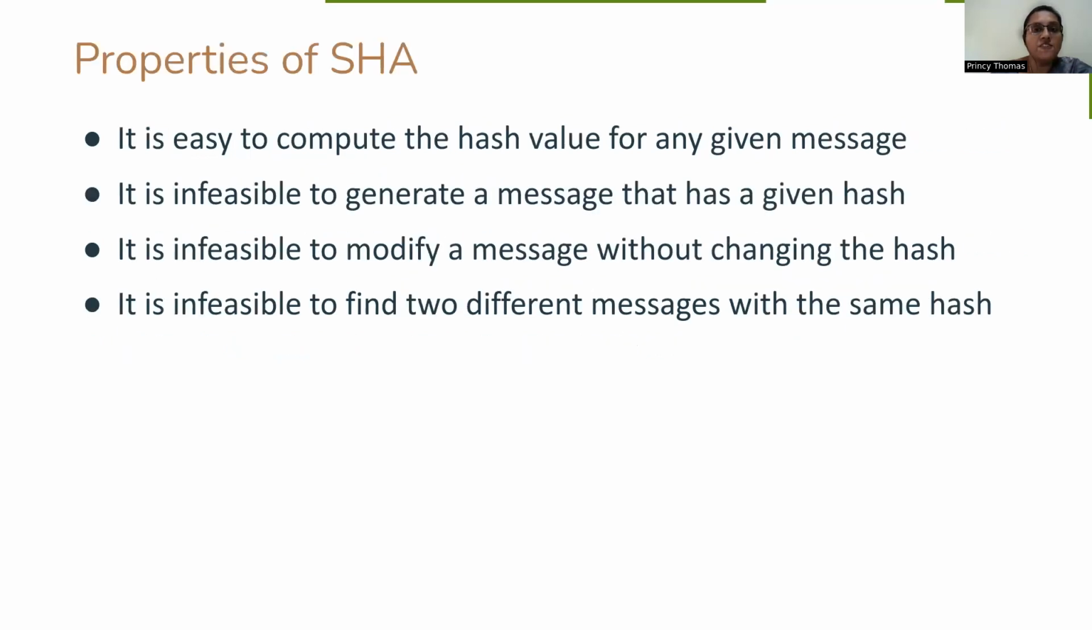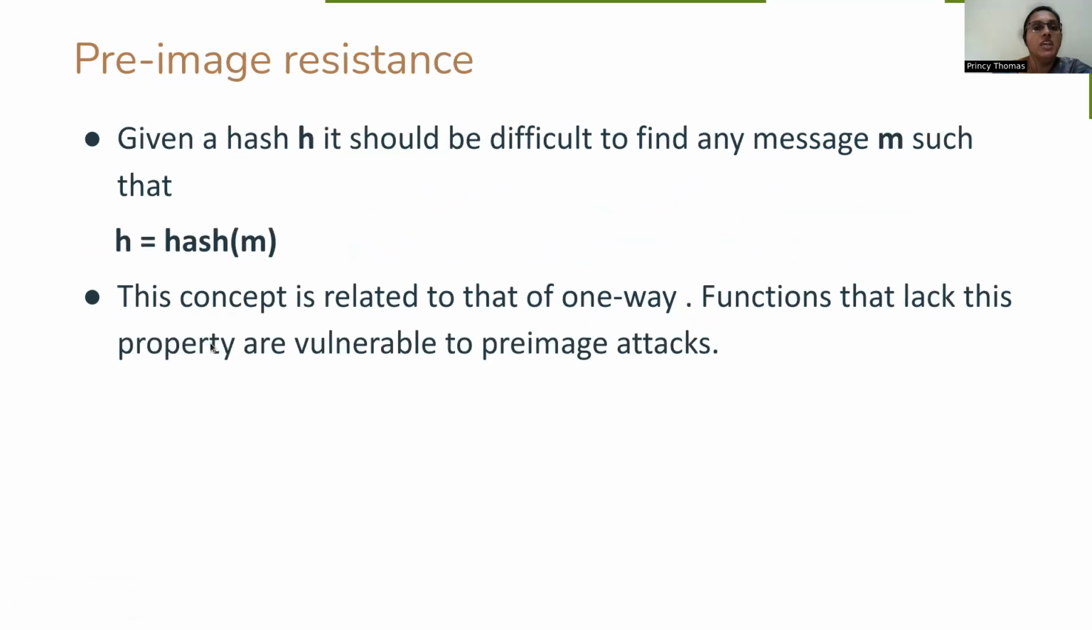What are the properties of SHA in specific? As earlier, it should be easy to compute the hash value from a message. It should not be possible to generate a message from the hash value, and it should be infeasible to modify the message without changing the hash. In addition, collision should not be there. It should be collision resistant. Two different messages with the same hash should also be infeasible.